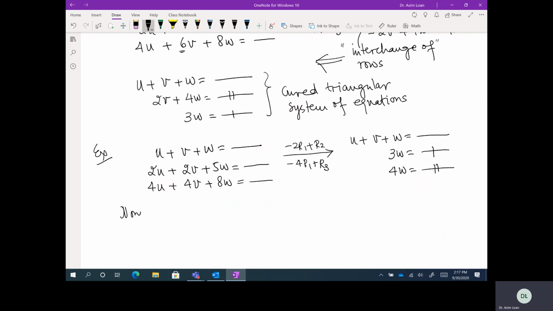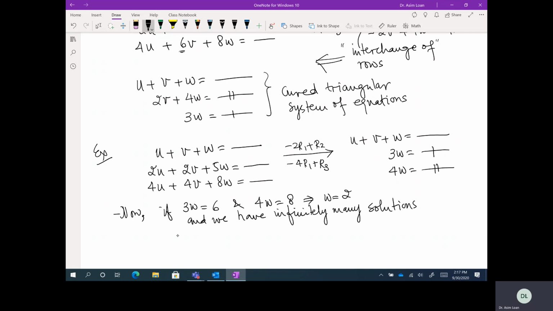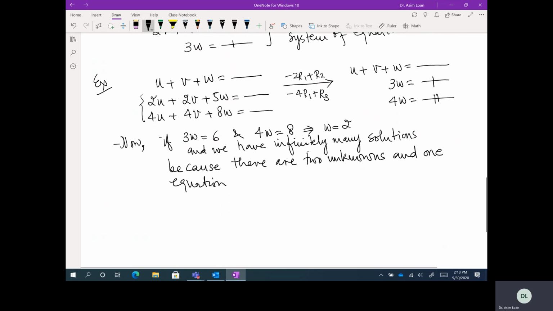Now, if 3w equals, let's say, 6 and 4w equals 8, this implies w is equal to 2, and w is equal to 2, and we have infinitely many solutions. Why infinitely many solutions? Because both these equations give you the same answer. The only thing left is this one. So there are two unknowns, u and v. There are two unknowns and one equation. Obviously, you're going to get infinitely many solutions.